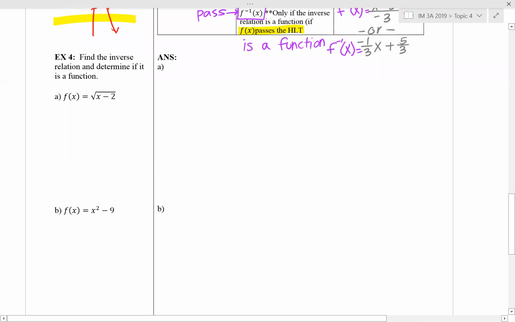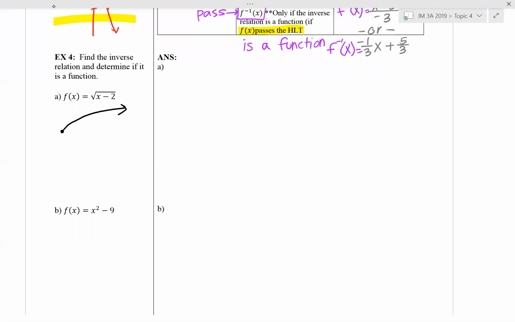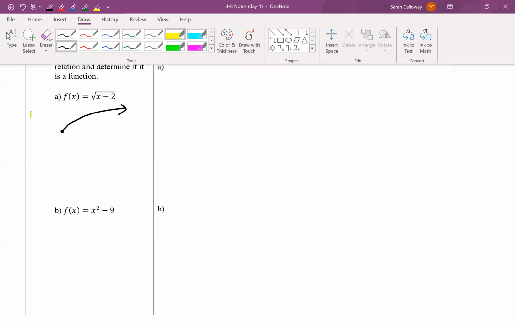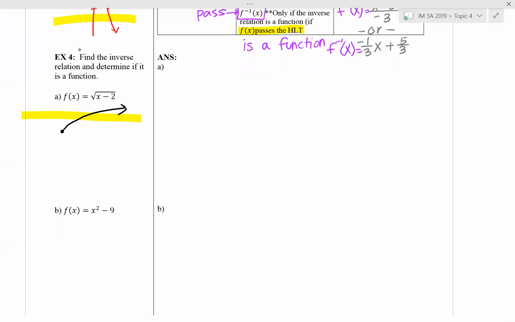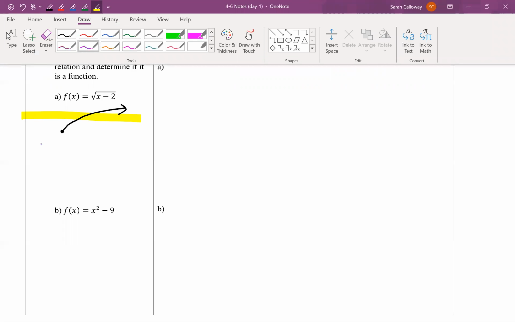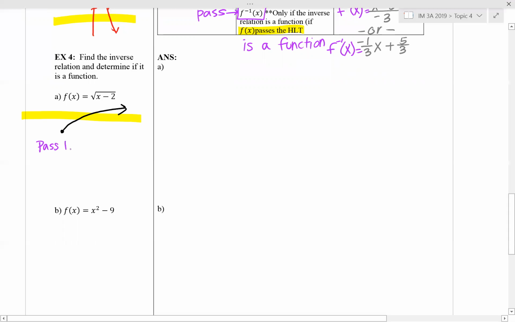So if we think about that idea for these other two graphs, if I just quickly sketch a graph and think about what the shape of this is, without even drawing the axis, if I have a square root function, I know that graph is going to look like this. So that tells me that no matter what, if I draw a horizontal line, it's going to pass the horizontal line test. So that means my inverse is going to be written as f inverse of x.